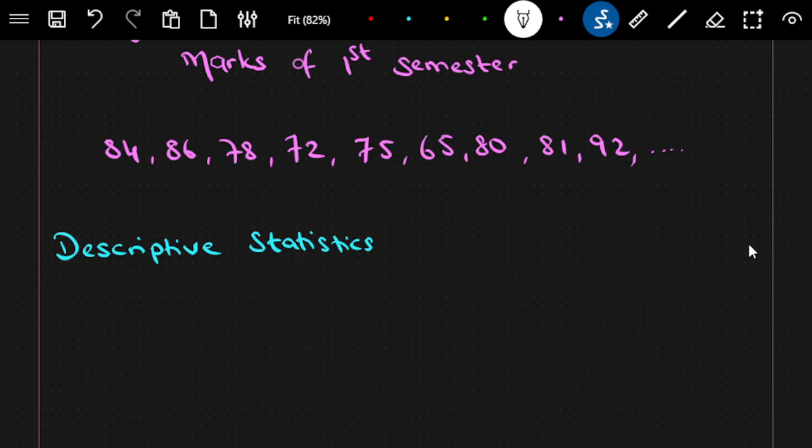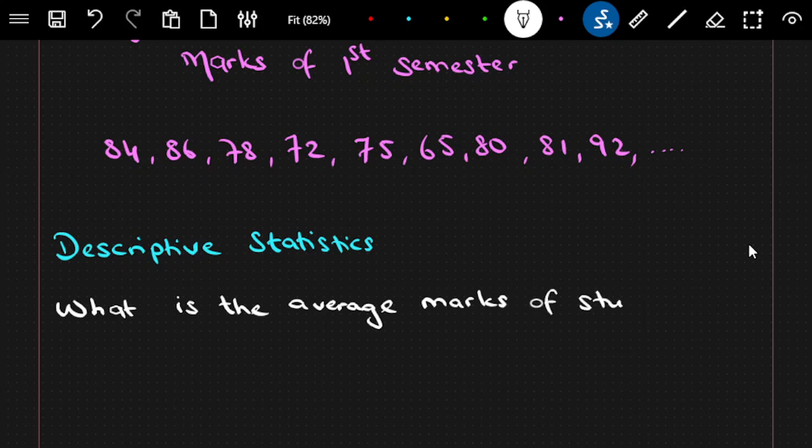So one question is, what is the average marks of students in the class, right? This will give us a summary of the performance of students in the math subject in this class.